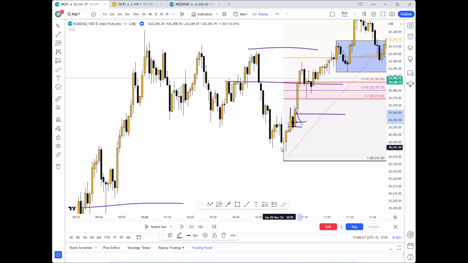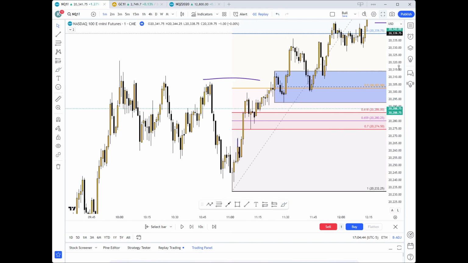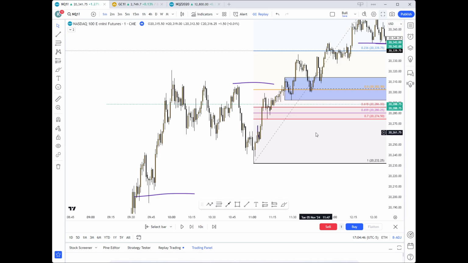Or worse, we're involved here and it starts to move and then it comes back down to our area of interest. So we get out flat, not wanting to take the loss. Or even somewhere in here where it's a little less clear. All the time, right?